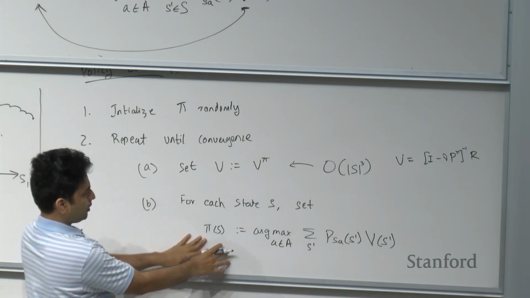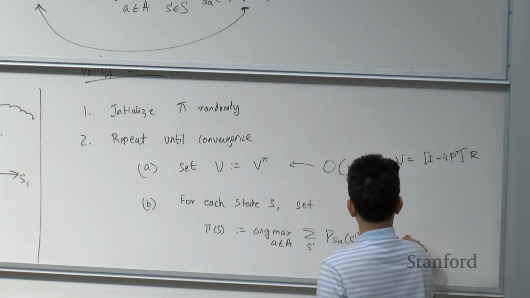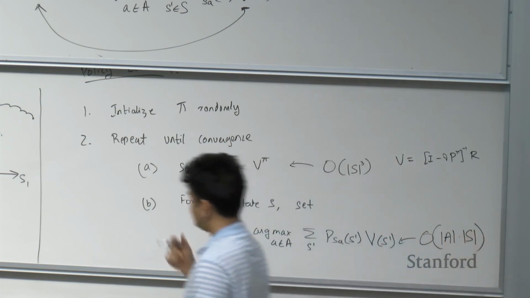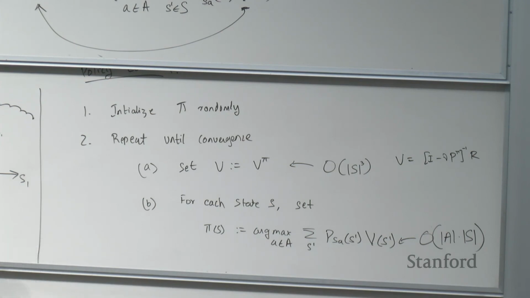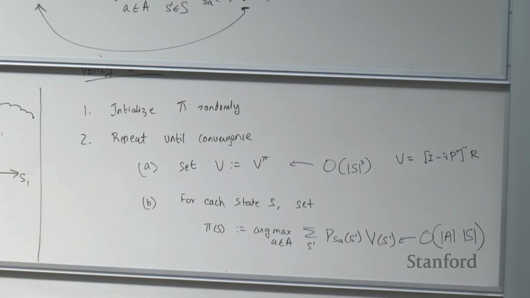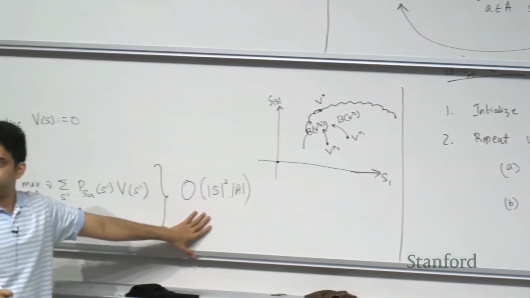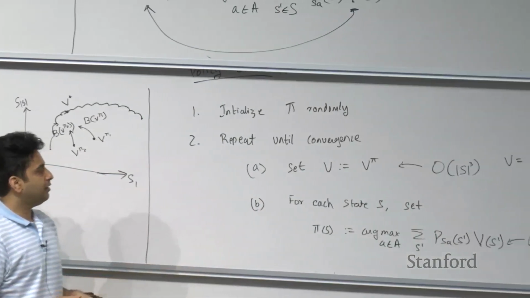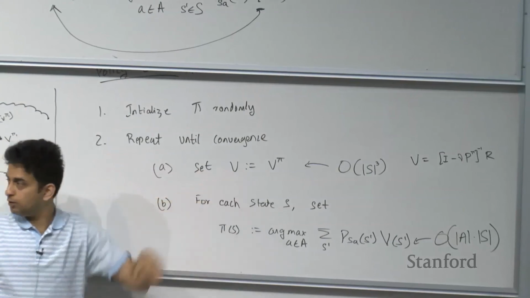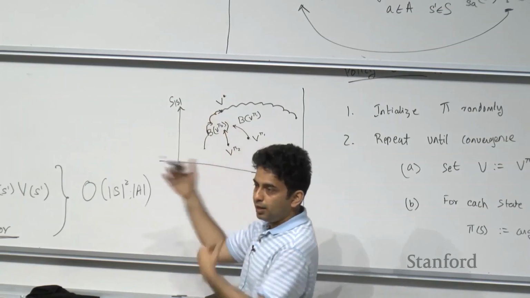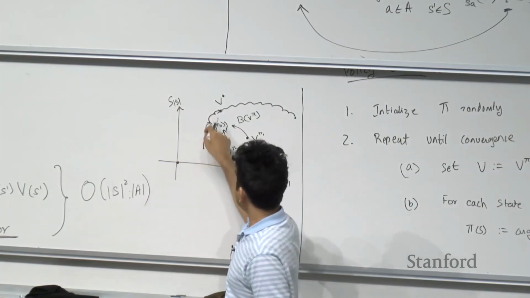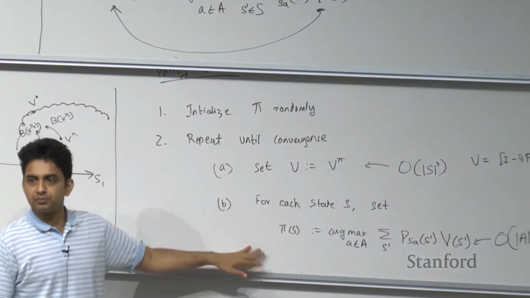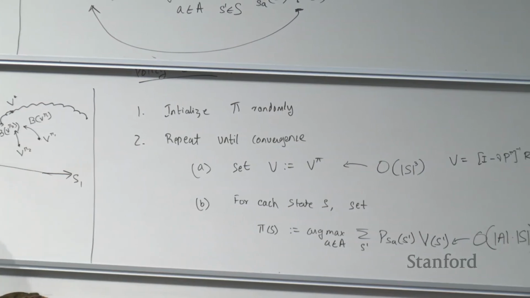And this step is approximately order of action space times state space. So for large state spaces, policy iteration can be much more expensive than value iteration. However, with policy iteration, after a finite number of steps, we get the exact optimal value. Whereas with value iteration, we keep getting closer and closer, but we may never reach the exact V star. With policy iteration, after a fixed number of steps, we will recover the exact V star.